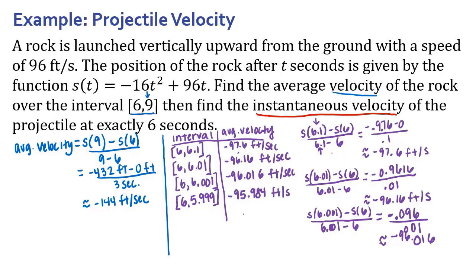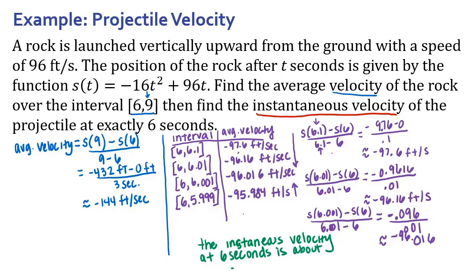So what I notice when I look at this is I see that as I'm approaching 6 from numbers that are larger than it and numbers that are smaller than it, it looks like we're approaching about negative 96 feet per second. So I can say that that instantaneous velocity at 6 seconds is about negative 96 feet per second.